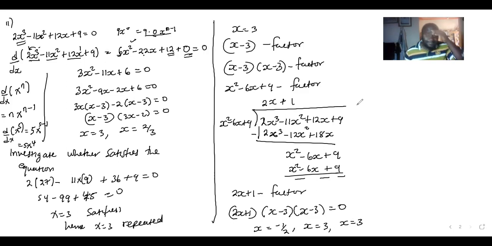Is it a must for all polynomials to give repeated factors? No. That is why we are checking.